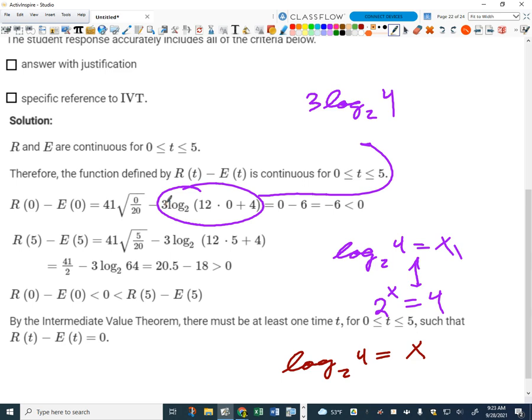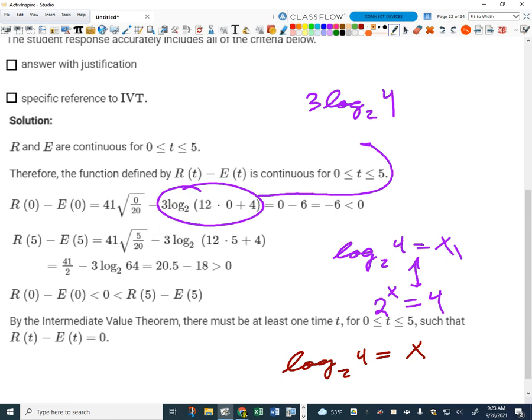Oh, and then we get a 3 out front. So this ended up being 2 times 3 is 6. 0 minus 6 is negative 6. Well, that's less than 0, right? So what if we evaluate this difference at 5? R of 5 is 41 times the square root of 5 over 20. Well, 20 I could break down into 2 radical 5, so the square roots of 5 would cancel, and that's just going to give me 1/2. So I get 41 halves.